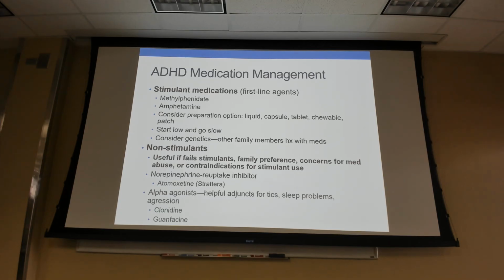And then your non-stimulants are going to be your next line. So norepinephrine reuptake inhibitors, such as atomoxetine or Strattera, is one that we see often. And then some of your alpha agonists are helpful for some of the side effects but aren't really great for the initial treatment. So if there are some sleep issues going on, you might see things like clonidine added on board, but not as your primary.